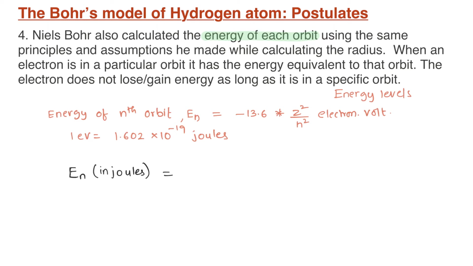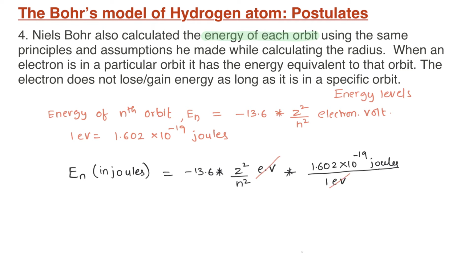En is equal to negative 13.6 Z square over N square electron volt. We are going to multiply this number with a conversion factor that cancels the electron volts and introduces joules. So the conversion factor is 1.602 times 10 to the negative 19 joules per 1 electron volt. The electron volt and electron volt get cancelled.